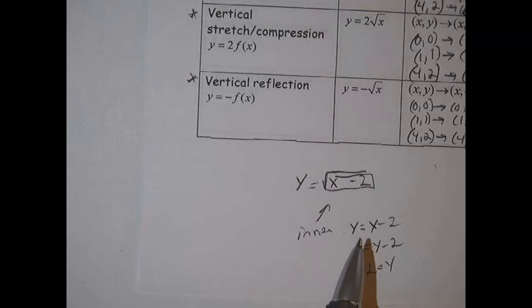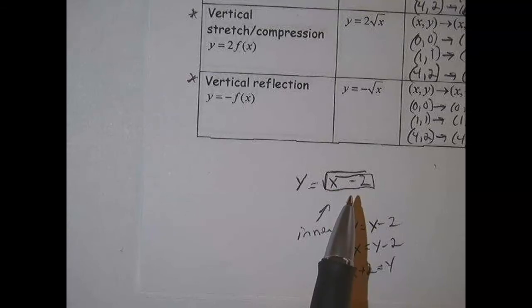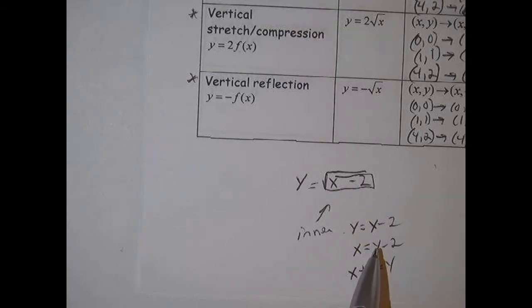So that's what I did here. I switched x and y. I took the inner function, which I'm just calling y equals x minus 2. That's what's on the inside of the radical. I switched x and y, and then I solved for the y that I ended up with after switching x and y. Remember, the meaning of inverse is switching x and y. Okay, more on that later.